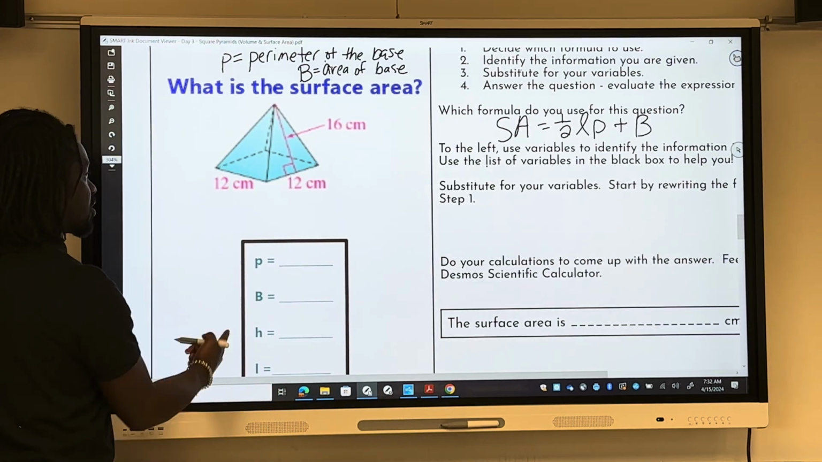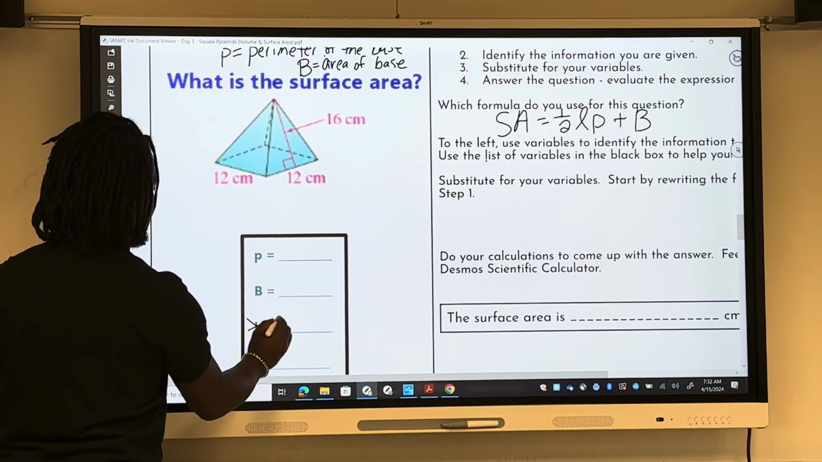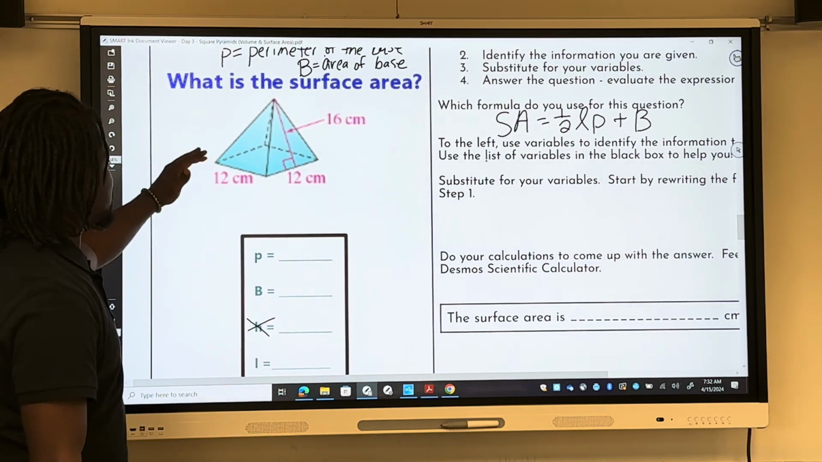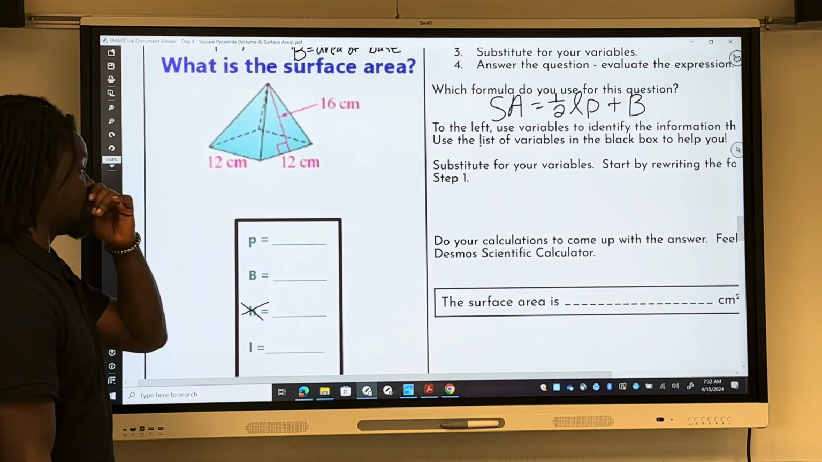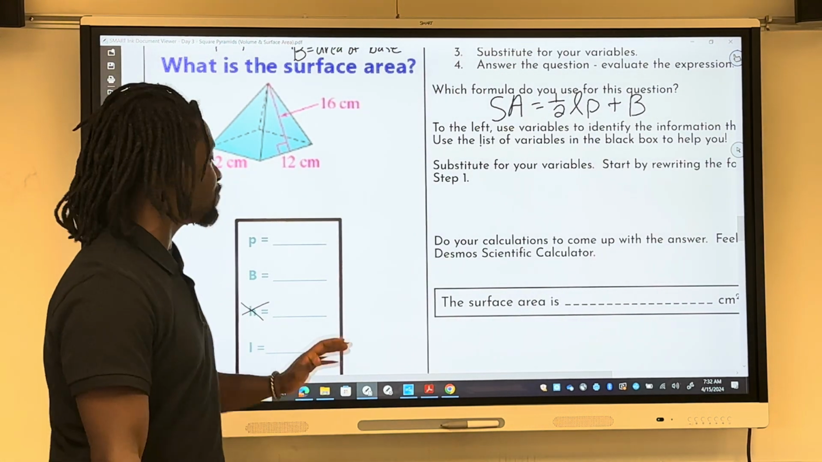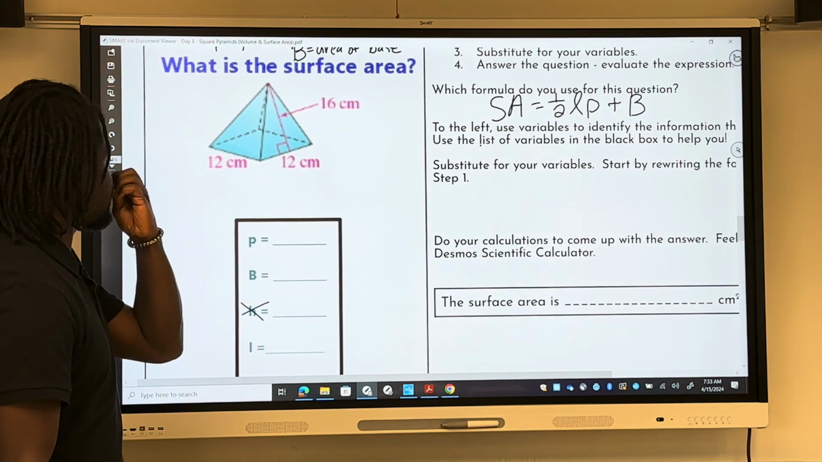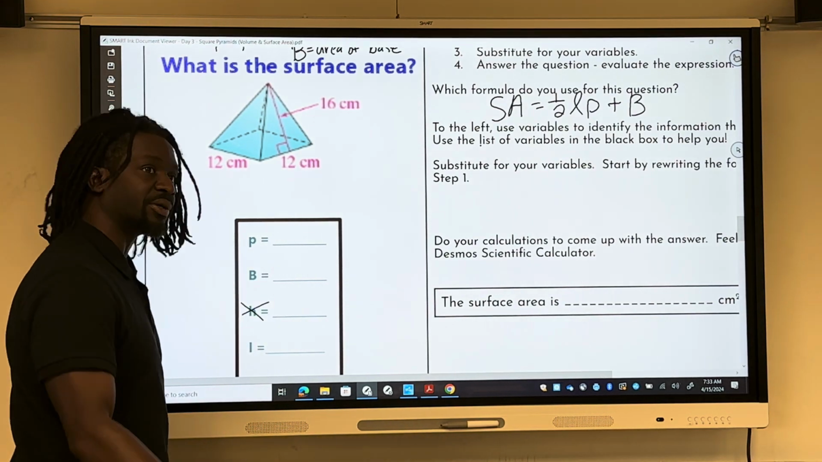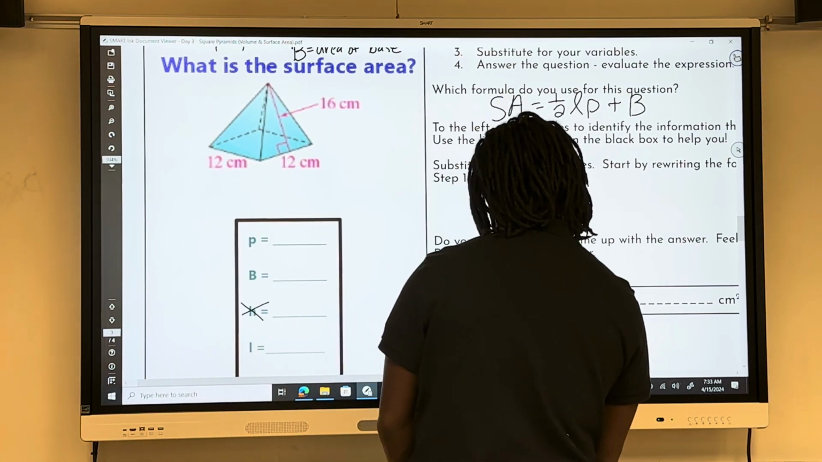Again, we need the perimeter, we need the area of the base, we don't need the height, and then we need the slant height. So for these, you're going to need 3 of the 4 pieces of information in this box. Remember, these boxes won't be given to you on the test. This is just to help us organize our information as we are learning this, okay? So with that, what is the perimeter?